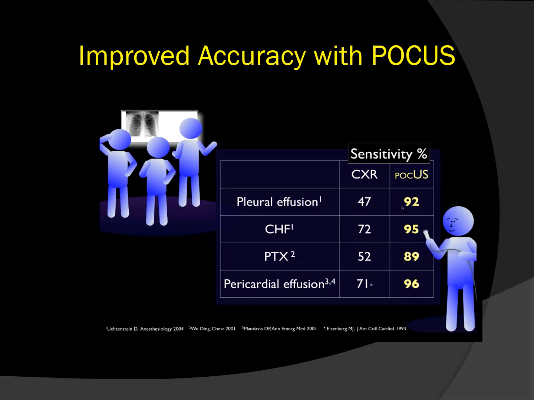As we know, the physical exam is notoriously insensitive for physical exam features. If a physical exam feature is present, it has a wonderful specificity. Unfortunately, the sensitivity of the physical exam is very poor. This is the advantage of point-of-care ultrasound. To display that advantage, this compares the sensitivity of point-of-care ultrasound versus chest X-ray for various issues, including pleural effusion, CHF, pneumothorax, and pericardial effusion, and across the board, the sensitivity of ultrasound outperforms that of chest X-ray.